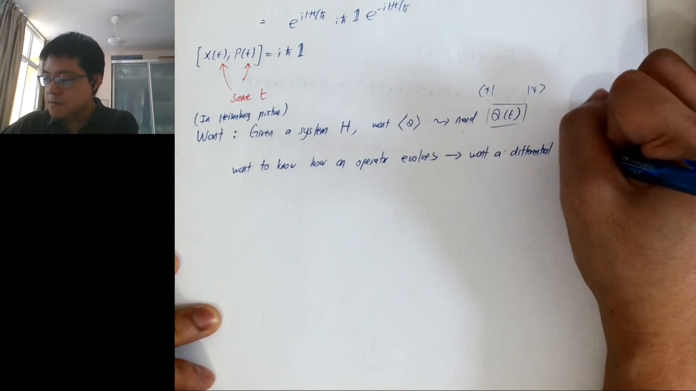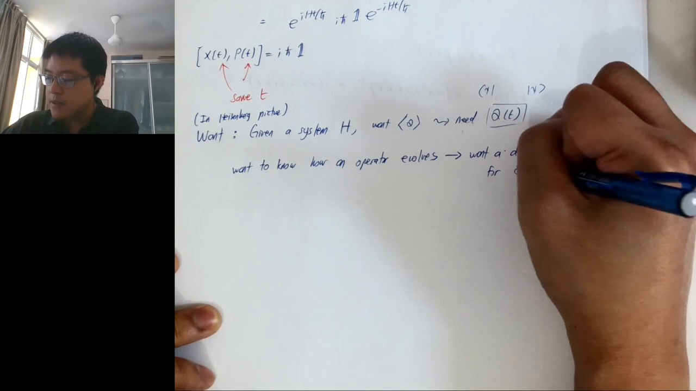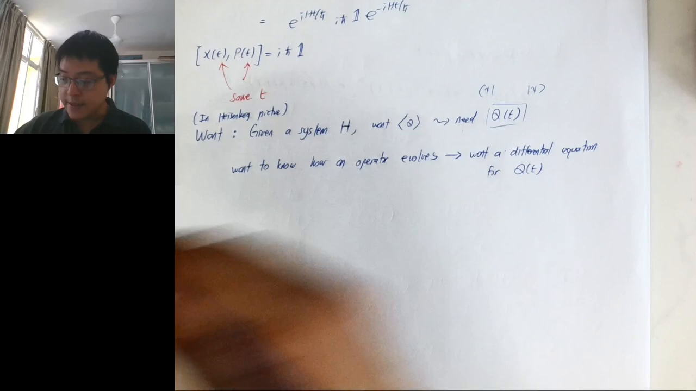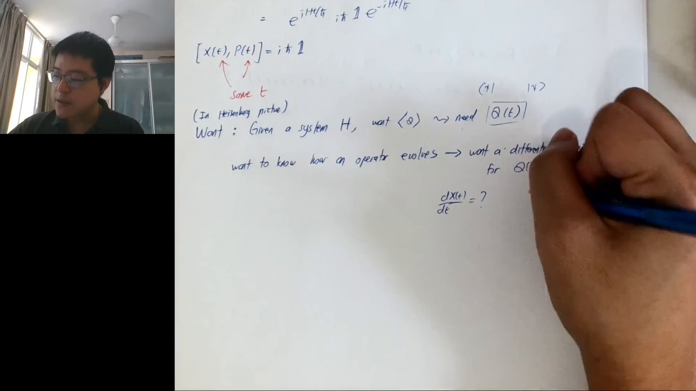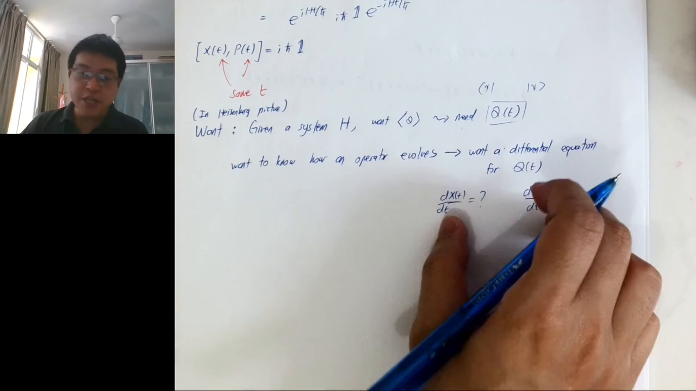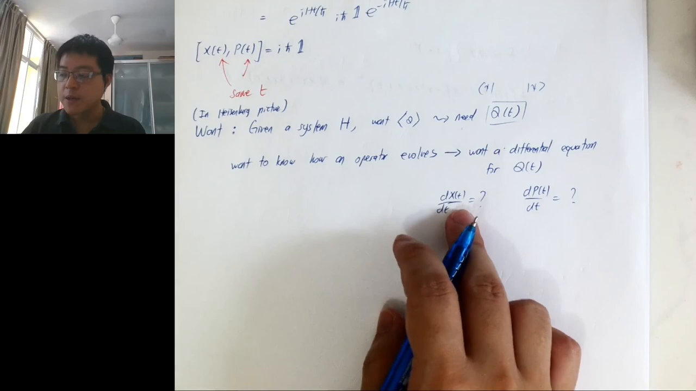For the operator that is changing in time. Okay, so in these next few steps that we will calculate today and next week, I want to have a differential equation of dx/dt, right? And it's equal to what? We are going to do it for position, and we're going to do it for momentum. In general, there are other observables where you can find differential equations. But what we are going to do is find a differential equation for this.